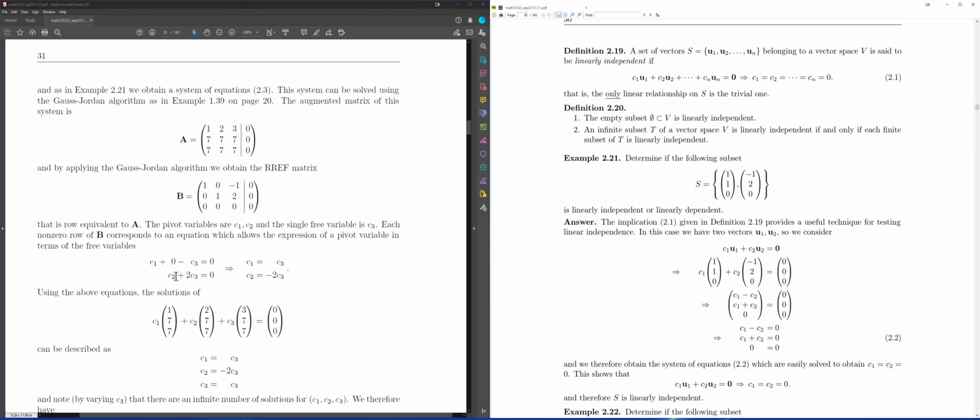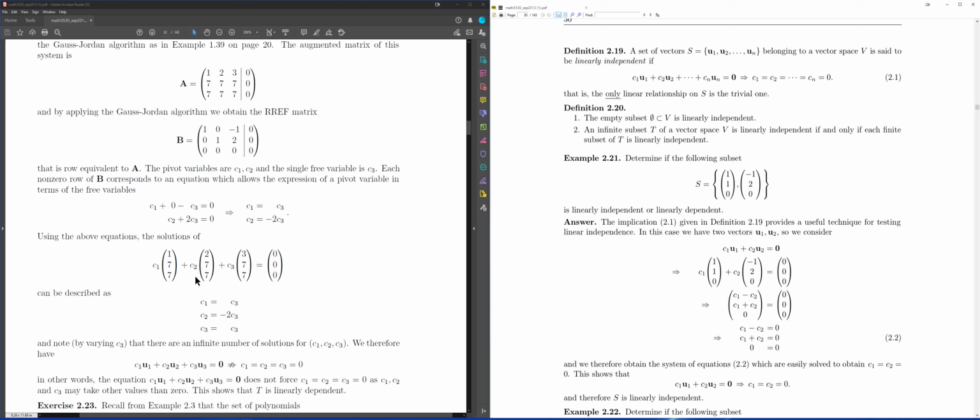And how you do this is, well, you express your pivot variables in terms of your free variables. Your pivot variables are C1 and C2, and so the free variable would be everything else, which is C3. And you see that given the form of this matrix, once this is RREF, we can always express the pivots in terms of the frees. So you get this.